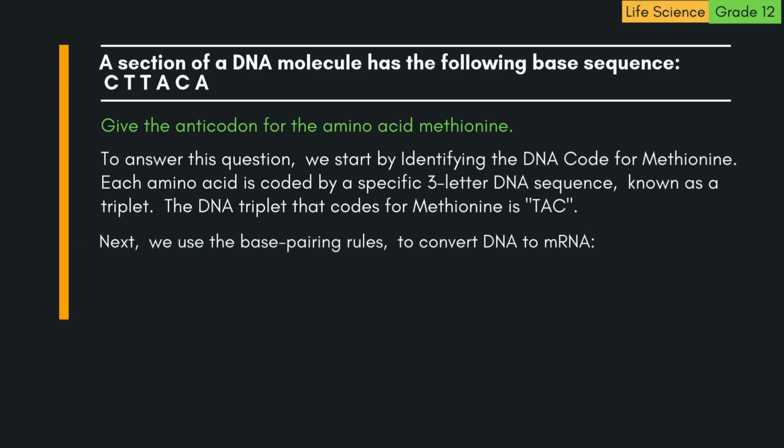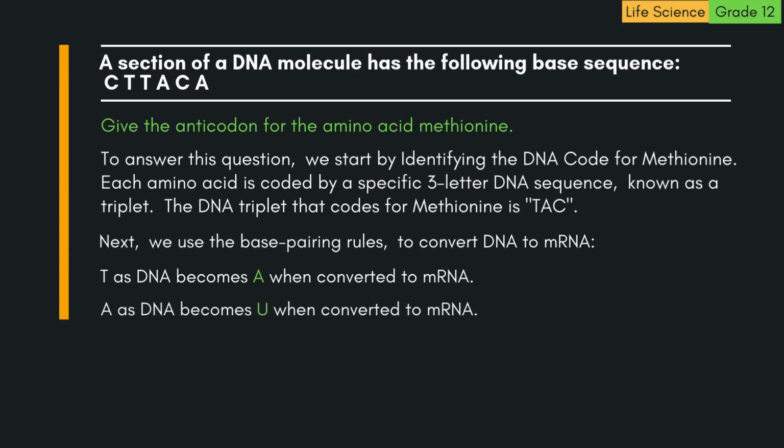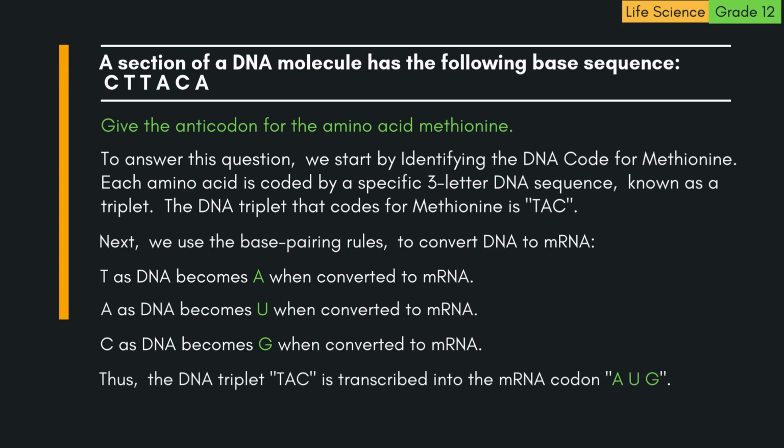Next, we use the base pairing rules to convert DNA to mRNA. T as DNA becomes A when converted to mRNA. A as DNA becomes U when converted to mRNA. C as DNA becomes G when converted to mRNA. Thus, the DNA triplet TAC is transcribed into the mRNA codon A, U, G.